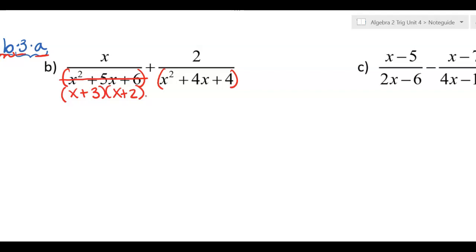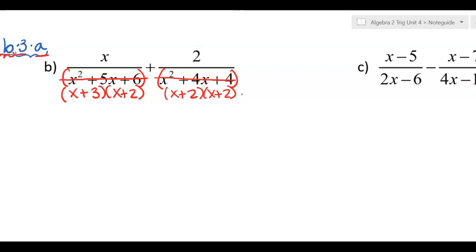So I'm just breaking it down into its factored form instead of seeing it in its bigger, complicated form. And now I'm going to do the same thing with x squared plus 4x plus 4. That becomes x plus 2 times x plus 2. If you want to write x plus 2 squared, that's fine. I'm writing it out for our purposes today so you guys can see all of the factors that are there. Okay.